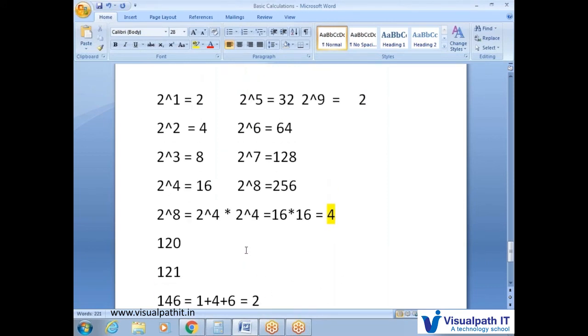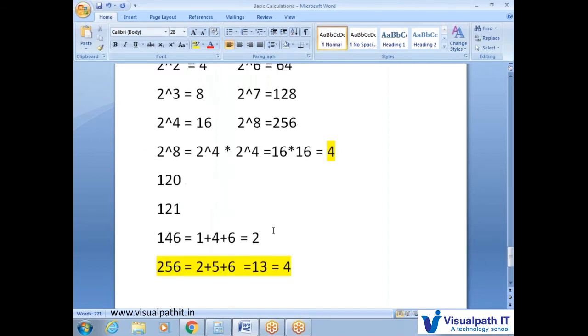But first of all, you should know the values of the first 4 powers. Clear? 2 power 1 is 2, 2 square is 4, 2 cube is 8, 2 power 4 is 16. Enough.